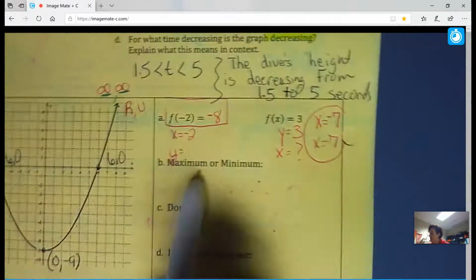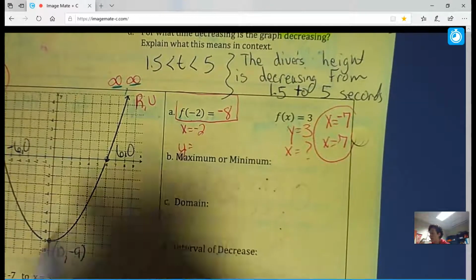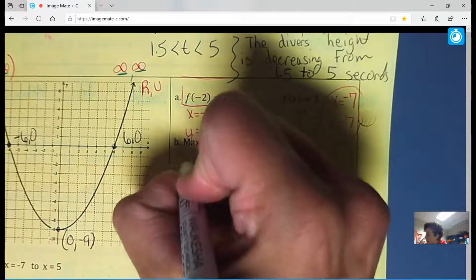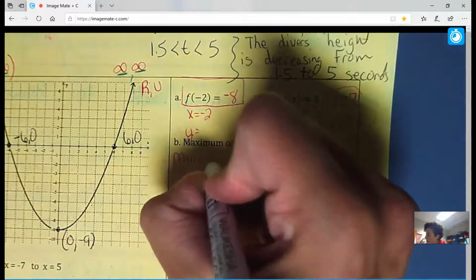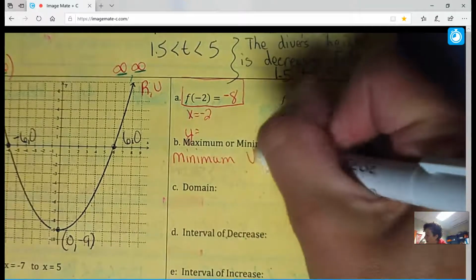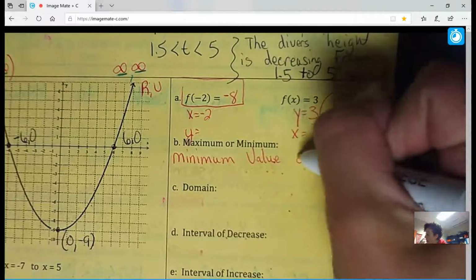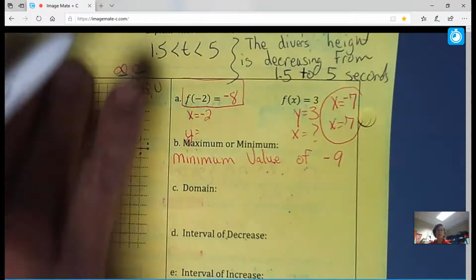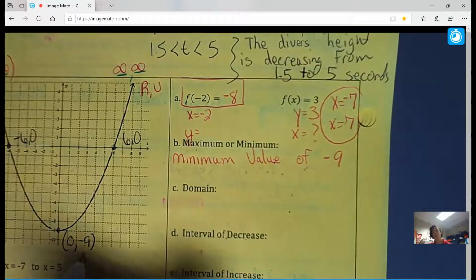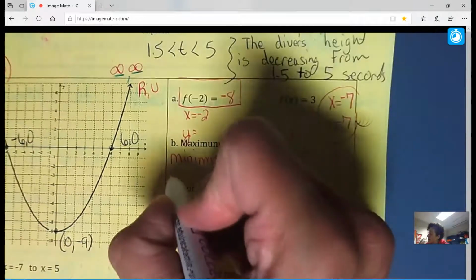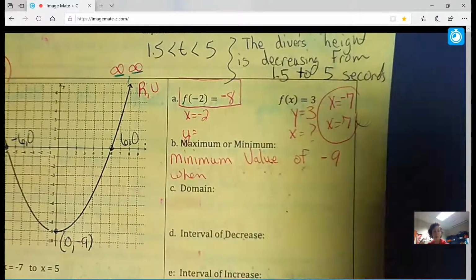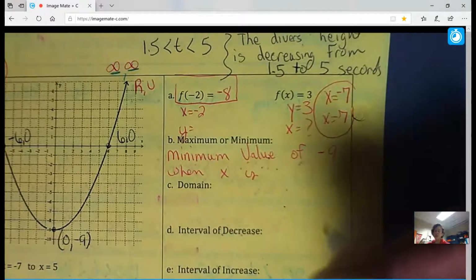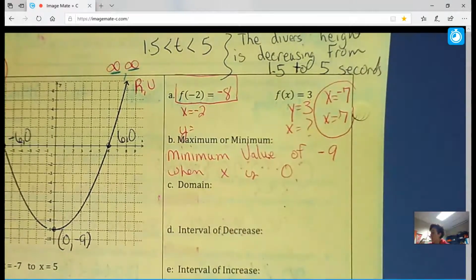So do I have a maximum or a minimum? So I actually have a minimum value. It's right here. That's that turning point. And we write it like this. So I have a minimum value of -9, because up or down, it's the lowness, the y value, that's giving it the minimum. And then I want to give it more specific directions. When x is, you could say equal, or you could say at 0.